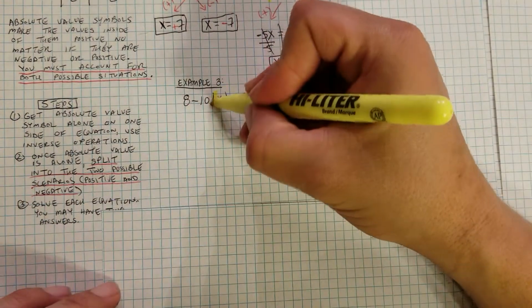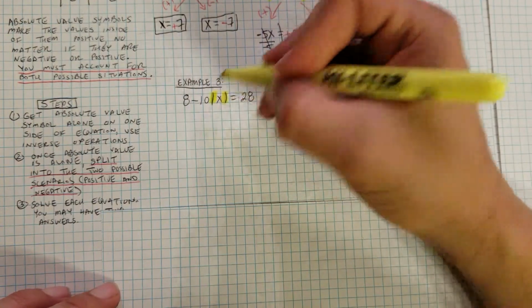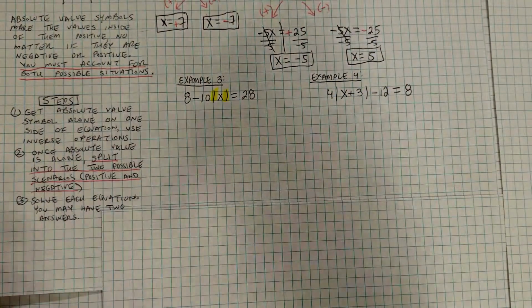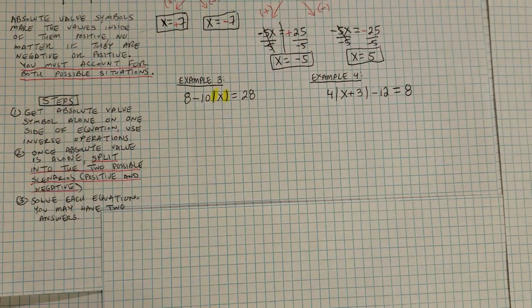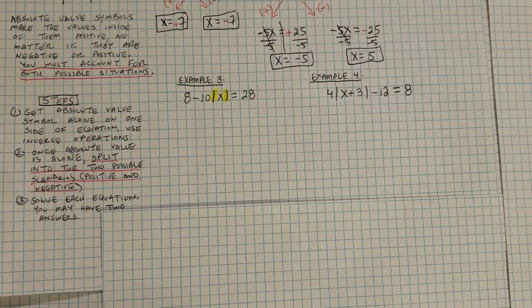So the absolute value symbol here is right next to the negative 10. First thing we need to do is get the absolute value by itself on one side so we can split it.